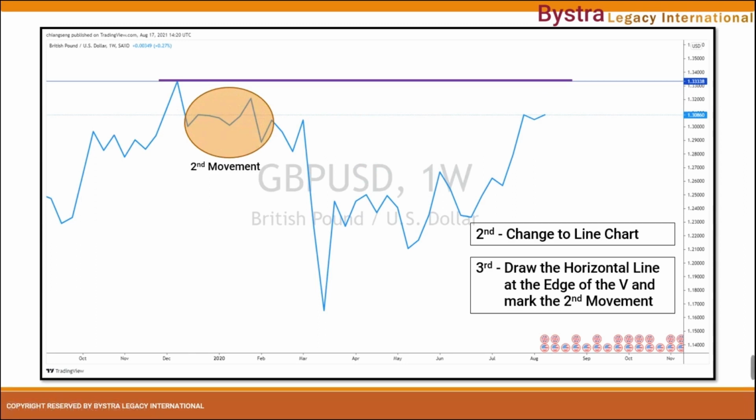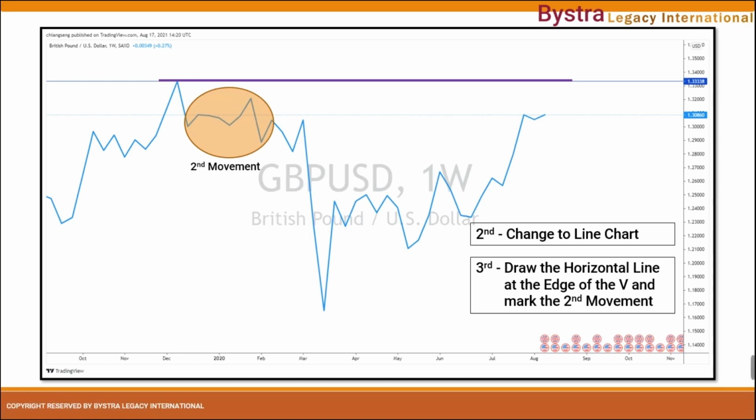So I will choose this area as a second movement. As I said in my previous videos, the second movement doesn't have to be an L like this. It can just be this whole area as a second movement. The most important part is that I have a second movement, it doesn't matter anyway, that convinced me that this will be a strong resistance.